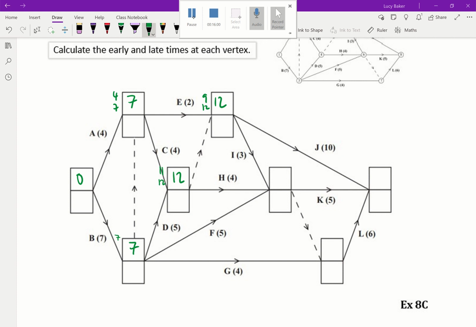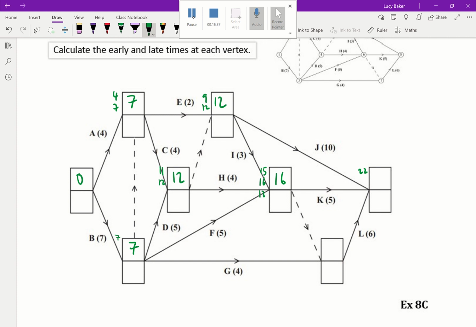Looking at activity J, I can see that's going to give me an early time for the last event of 22. But let's now go down this one. 12 plus 3, if I go along activity I, is going to give me a time of 15. Or if I go from this event here, which I have an early time of 12, if I add 4, that's 16. And I also could do it in 7 plus 5, so that's 12. But of course I pick the largest, so it's going to be 16.